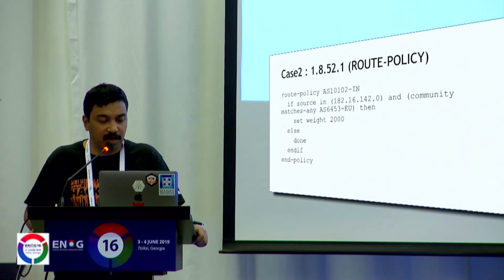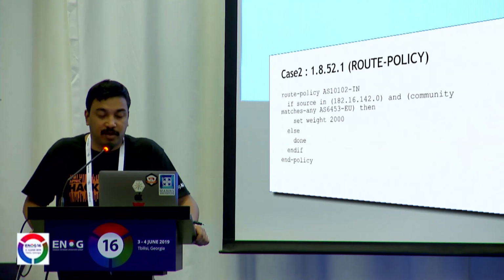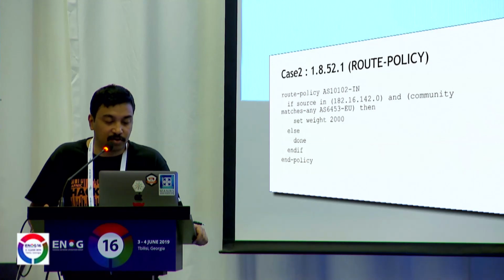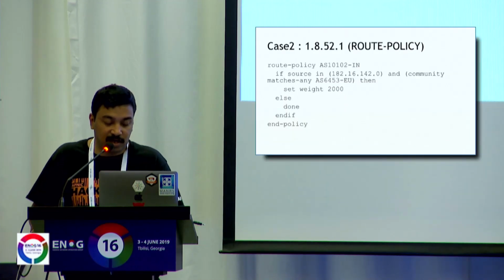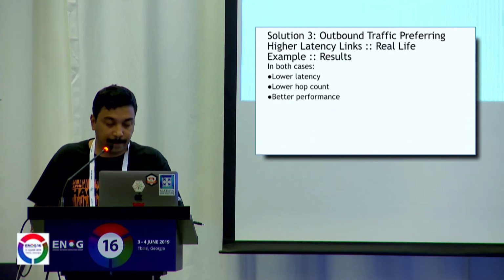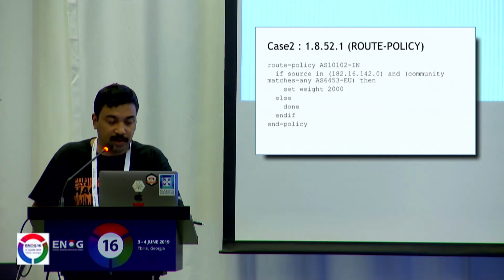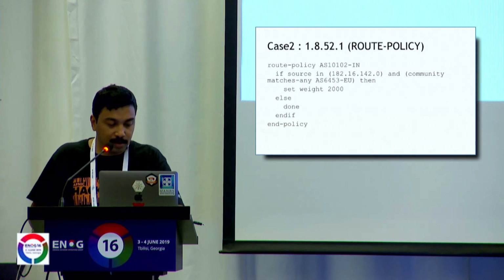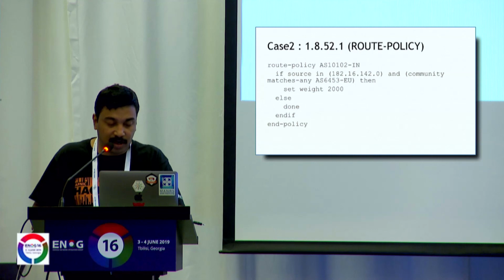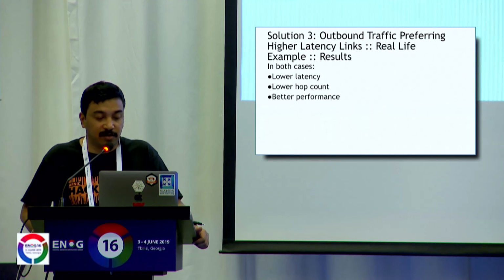Here was the routing policy. If the source is 192.168.142.0, which is the loopback IP of the London router, and the community matches anything for AS6453-EU, that is :2000, then we are setting the weight to 2000. Otherwise, we are done with this policy. So this gives us a better result. In both cases, we can see that we have lower latency, lower hop count, and better performance.